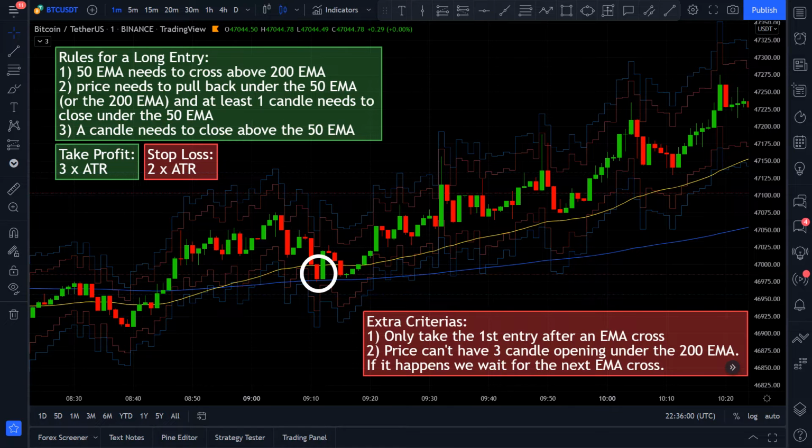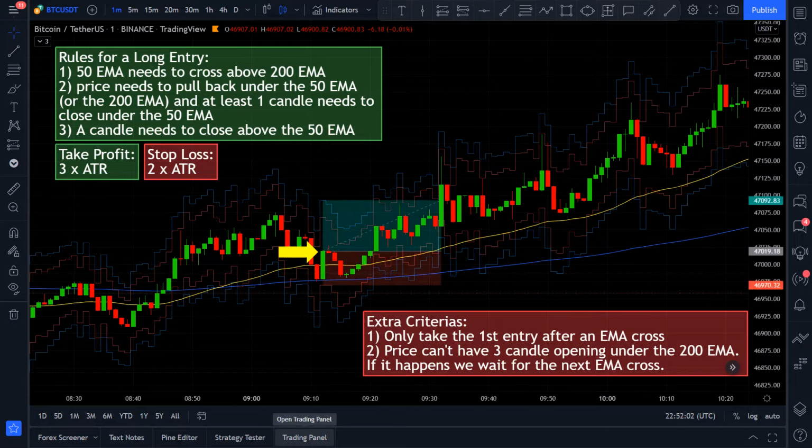Then we wait until a candle closes back above the 50 length EMA. Once that happens, we enter into a long position. Stop loss goes to the red NNFX ATR line, which is 2 times ATR distance, and the take profit goes to the blue NNFX ATR line, which is a 3 times ATR distance.